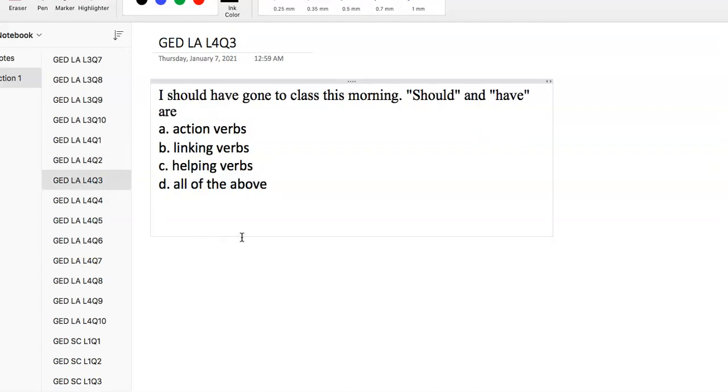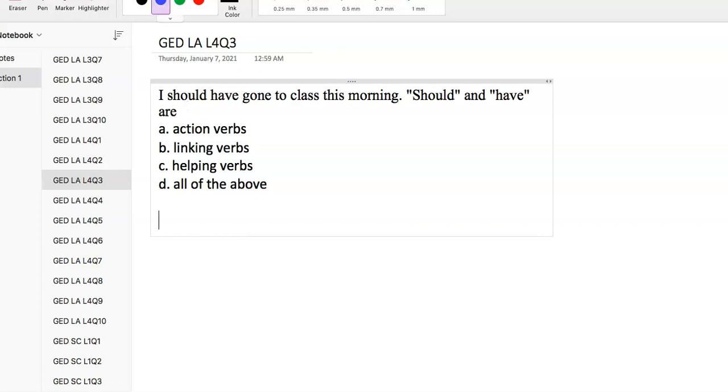Another tricky one, though. I should have gone to class this morning. Should and have are okay, and then knowing about these different types of verbs. So again, level four is a little bit harder. There's no question about it. So let's go over these. So in this sense, gone is the main verb, while should and have are helping verbs.